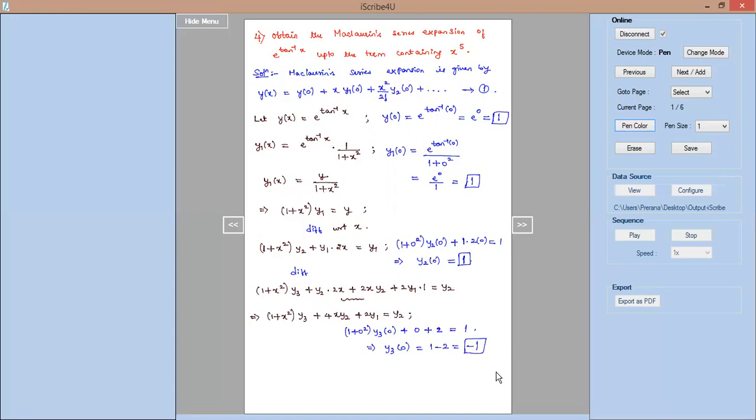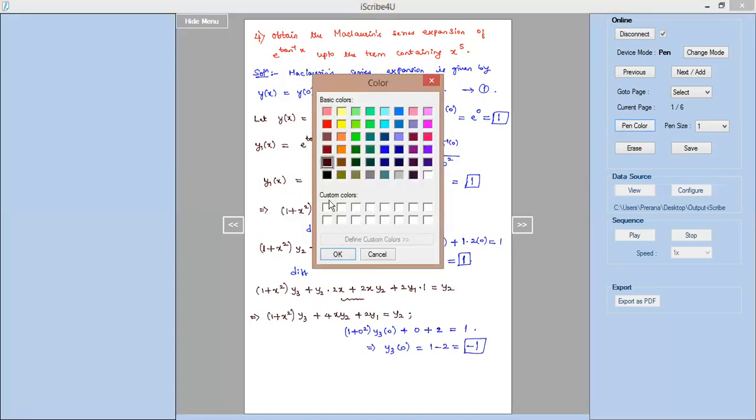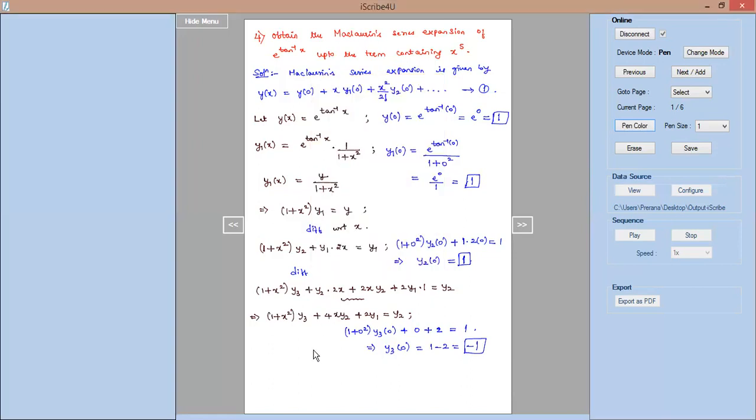Minus 1. Now we will move ahead to find the next derivative. This expression obviously we have to differentiate with respect to x. So product rule again: 1 plus x square into y4 plus 2x into y3 plus 4x into y3 plus 4y2 into 1 plus 2y2 is equal to 1.